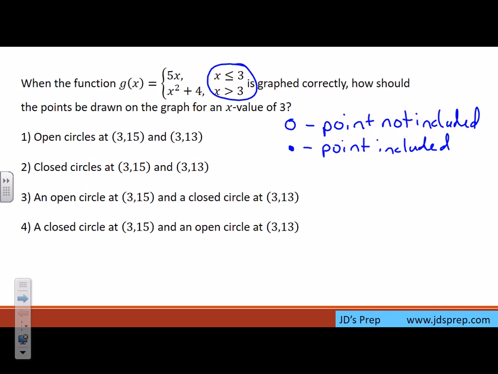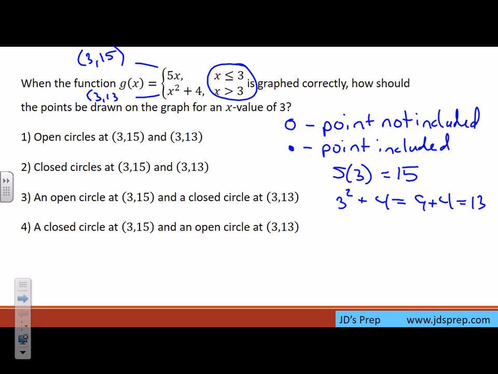We can check which point is which by plugging x equals 3 into the two pieces. If we did 5 times 3 for the first piece, that's going to be 15. So our point (3, 15) corresponds to the first piece. And similarly, if we did 3 squared plus 4, that will give us 9 plus 4, which is 13. So the point (3, 13) belongs to the second piece.